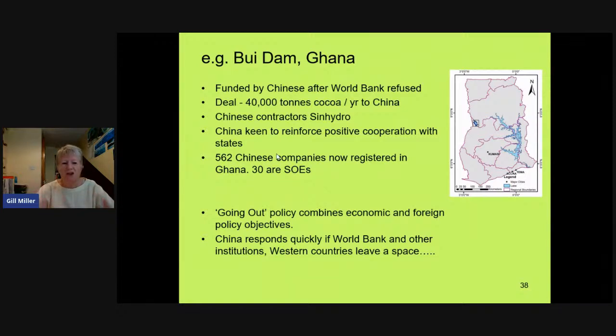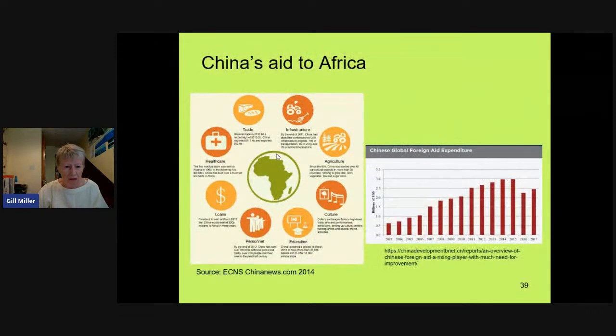This is all part of the kind of going out, combining with economic and foreign policy objectives. But critically, it's China and the development banks seeing an opportunity which we didn't take, and now they're building on that and reinforcing their presence in Ghana.